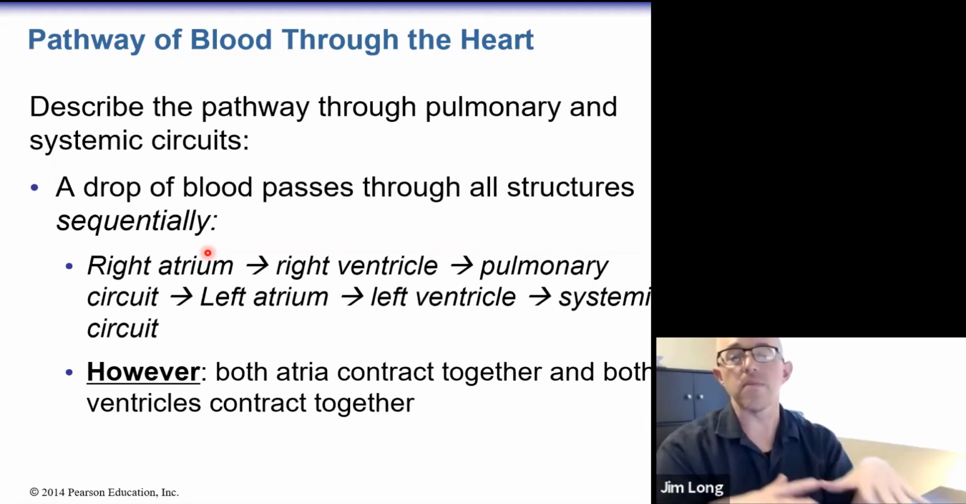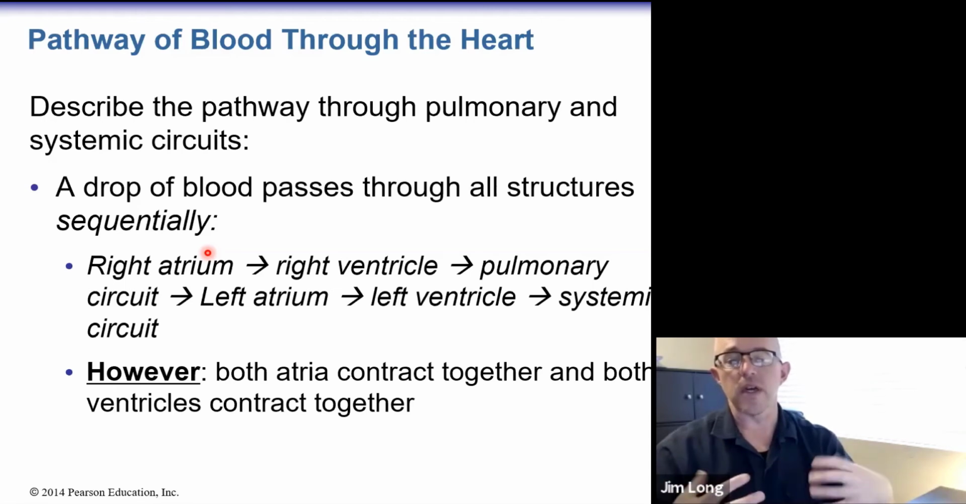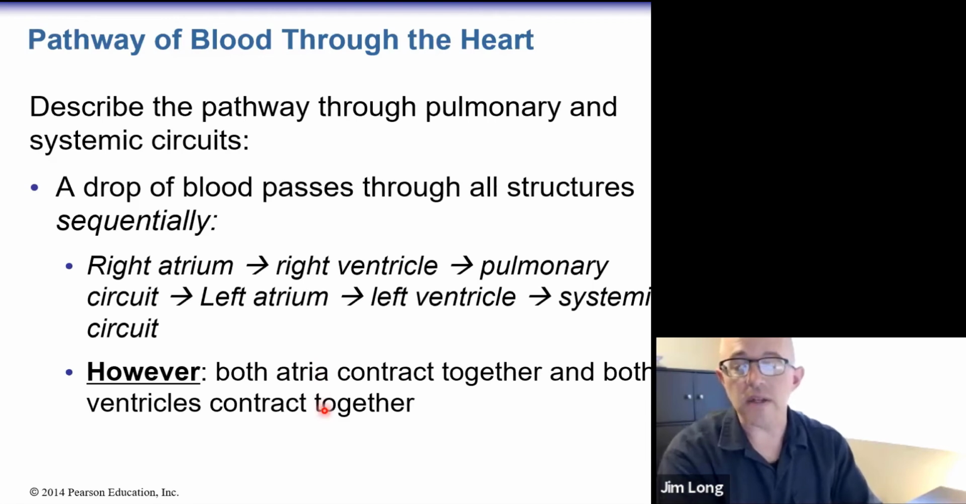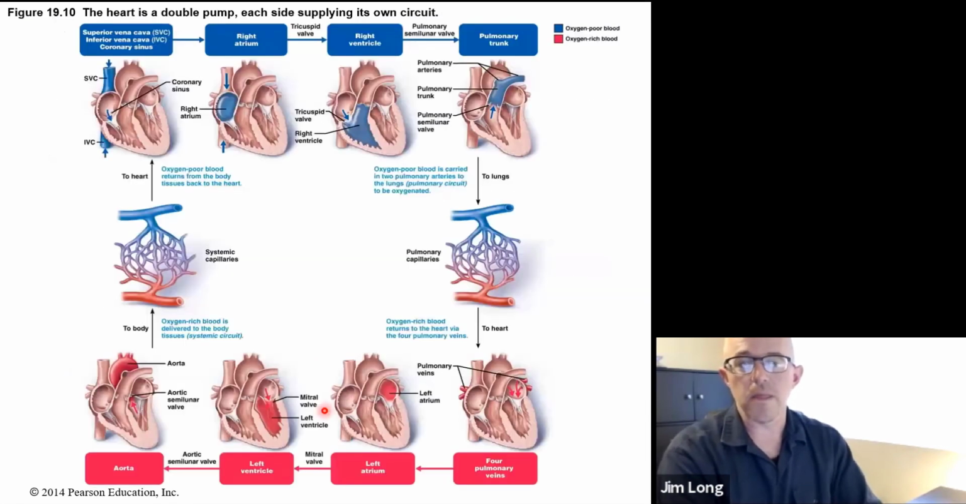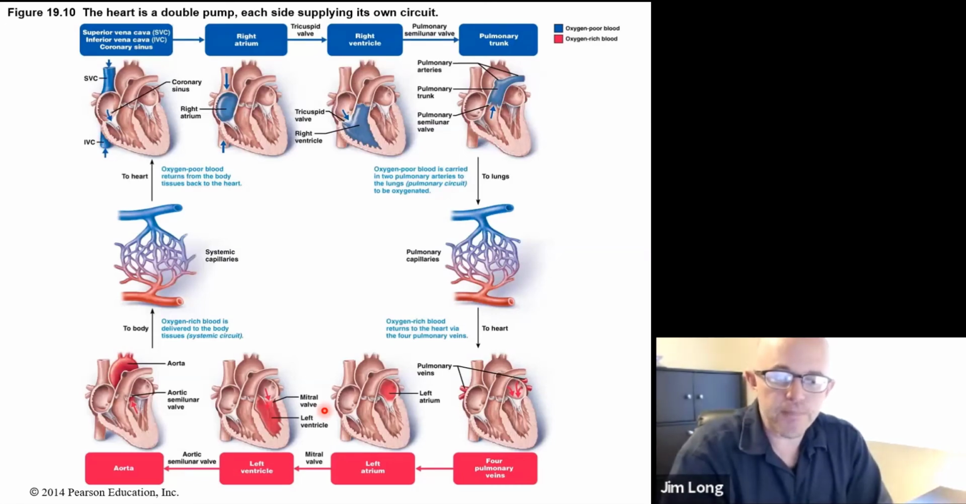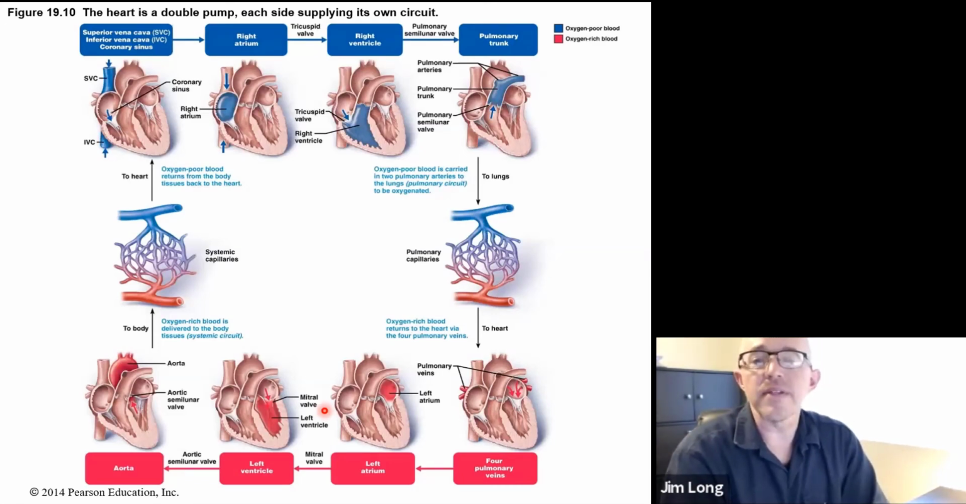And the blood moves through the heart in sequence like this, but both atria and both ventricles are contracting together at any given time. So it's going to take multiple heartbeats for the blood to move all the way through the heart. And I'll show that in the next few slides. Okay, so don't get too intimidated by this diagram here. This is just showing our drop of blood as it passes through the heart.